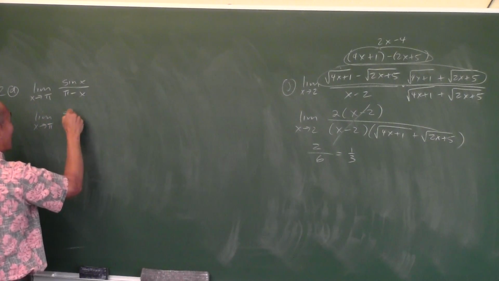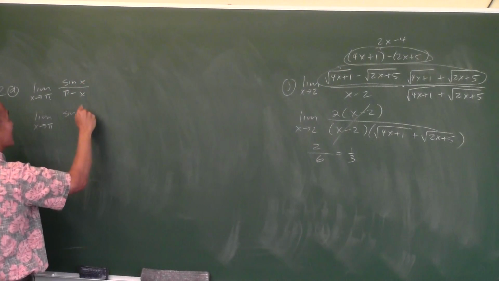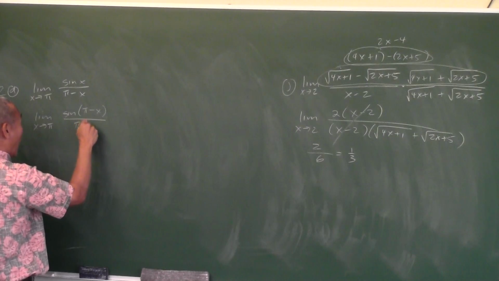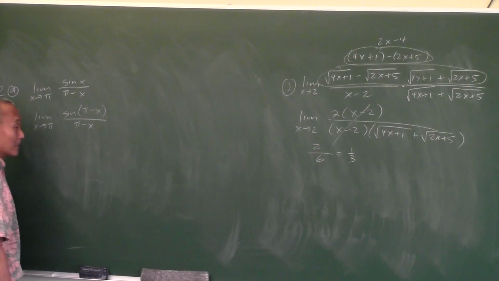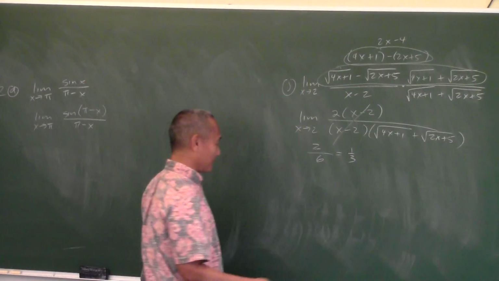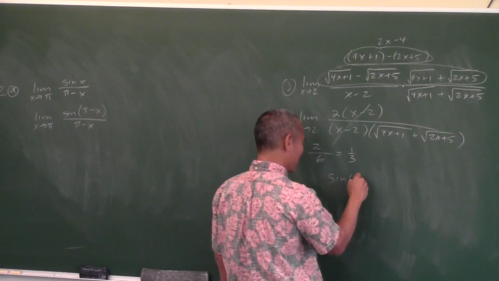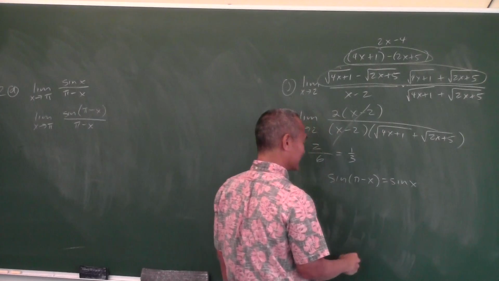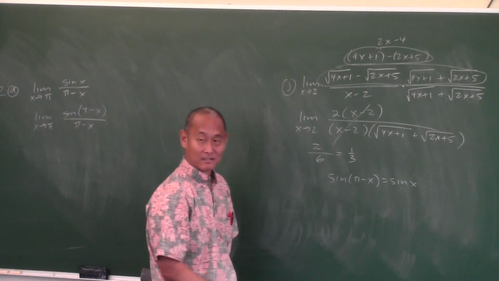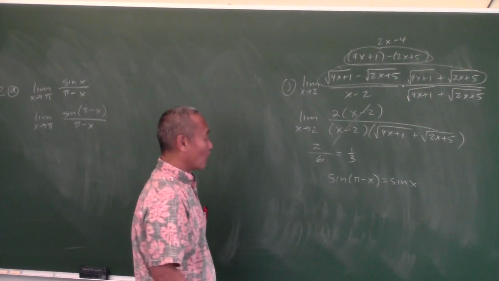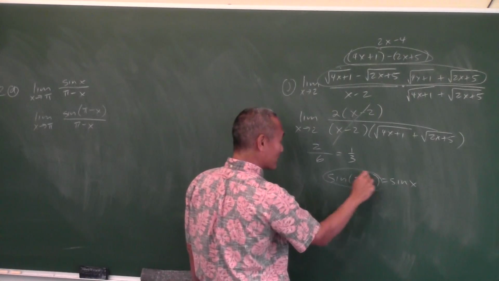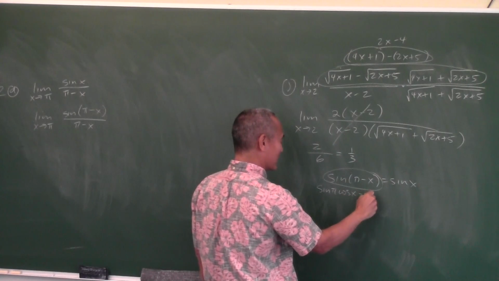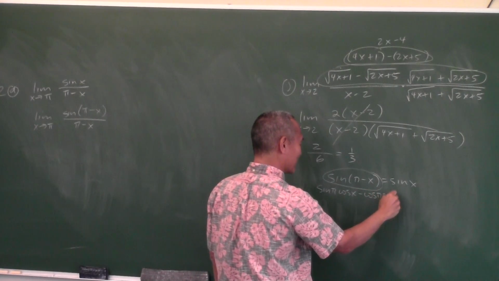Watch this. I'm going to change sine x to sine of pi minus x. What? Let's go back to trigonometry. Why is sine of pi minus x equal to sine x? Besides the obvious, duh. One way is expand. What happens when you expand this? You get sine of the first, cosine of the second, minus cosine of the first, sine of the second.